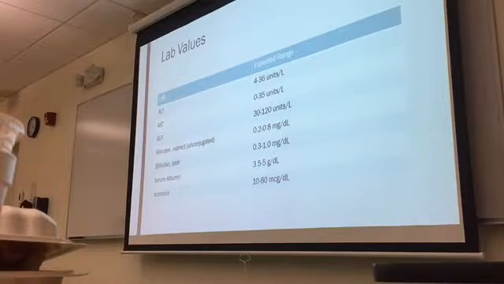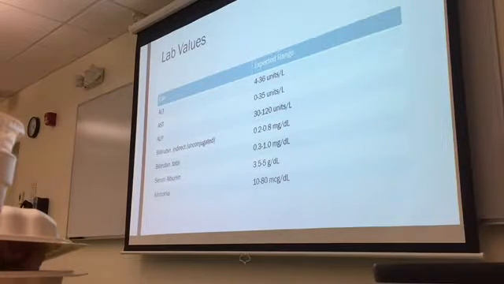Does anybody know what a normal PT would be? 11, 14 seconds. Yep, so 12 to 16, in that range, yes. And then PTT? Yep, 60 to 70. And then your INR is around 1. And what are normal platelet ranges? 50,000 to 400,000. Yep, so 150 to 450,000.